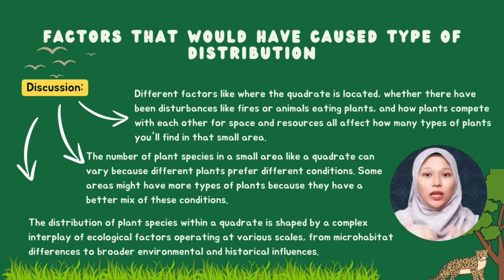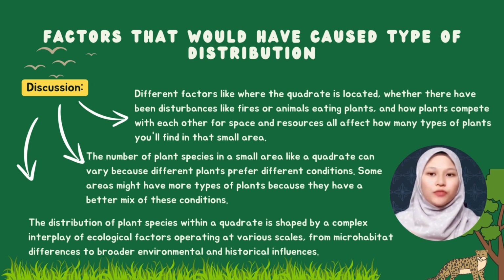The number of plant species in a small area like a quadrat can vary because different plants prefer different conditions. Factors like soil type, how much sunlight and water they get, and whether animals eat them all affect which plants can survive in each spot. Some areas might have more types of plants because they have a better mix of these conditions.